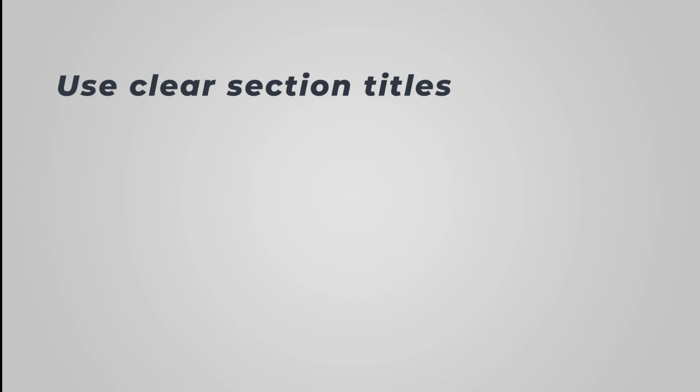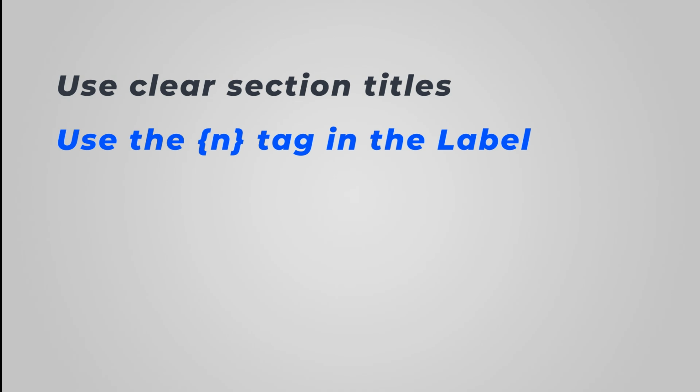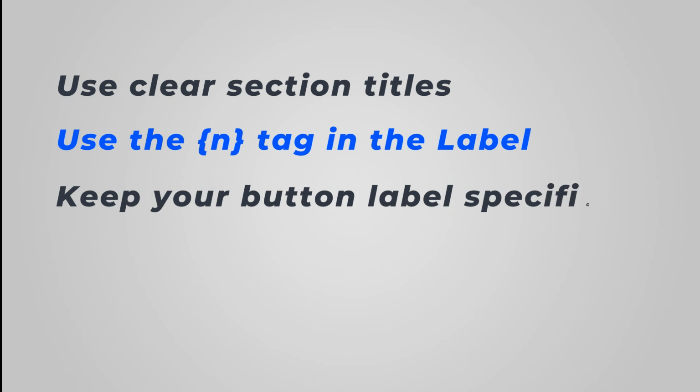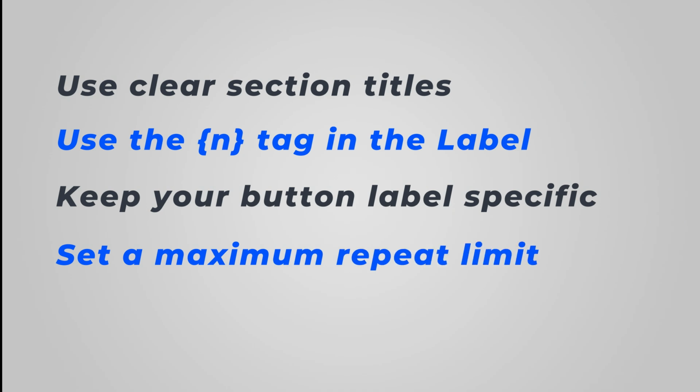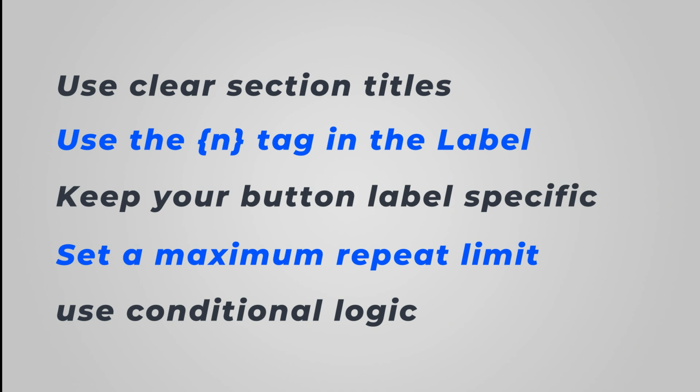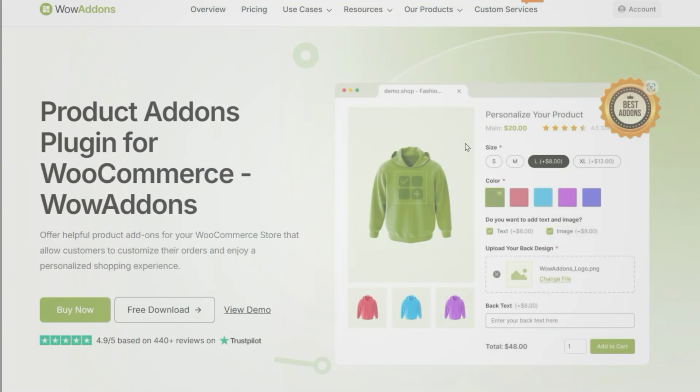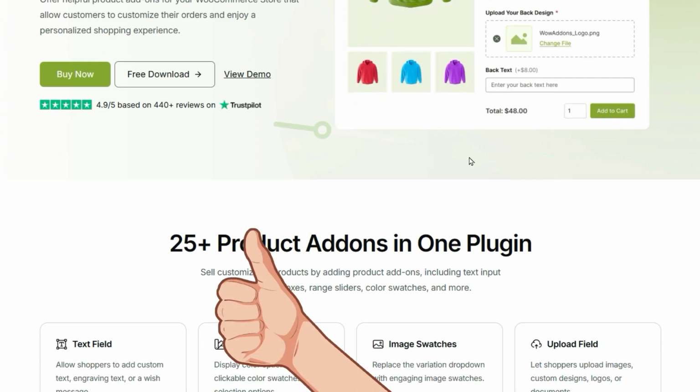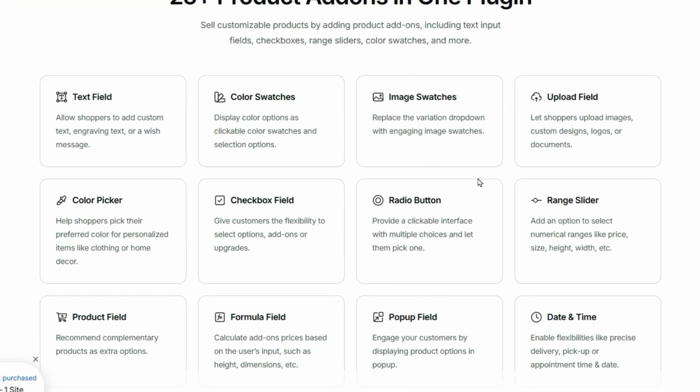Before we finish, here are a few quick best practices. Use clear section titles, such as T-shirt details or Member T-shirt details. Use the N tag in the repeat label so each repeated section is numbered automatically. Keep your button label specific. For example, Add Another T-shirt is clearer than just Add. Set a maximum repeat limit if your product has a real limit. And use conditional logic when the repeated section should only appear for certain customer choices. And that's how you can create repeatable product options in WowAddons using the section field with Repeater.